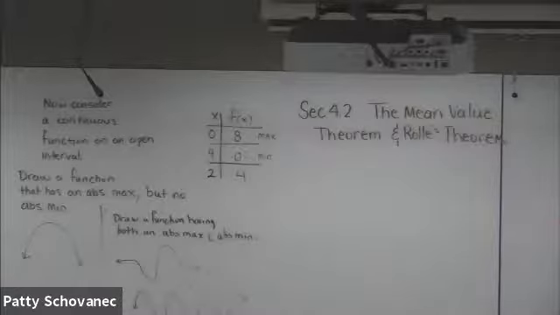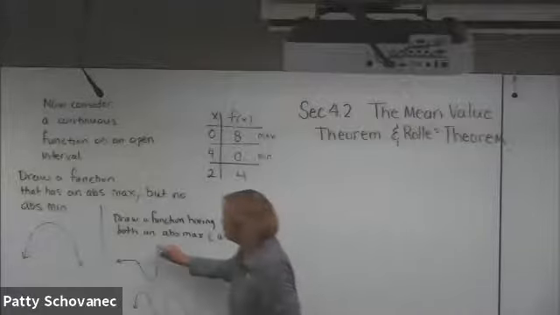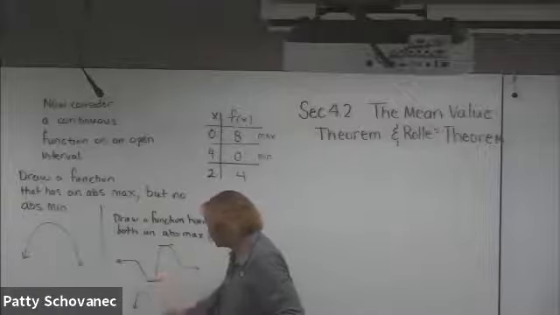Mean value theorem and Rolle's theorem. What we're working toward in this chapter is hunting for critical numbers and what they're going to mean to us about the function. So we've seen on a closed interval, the critical numbers could lead to possible extreme values. And on an open interval, the same deal. Our extreme values are going to occur at critical numbers.